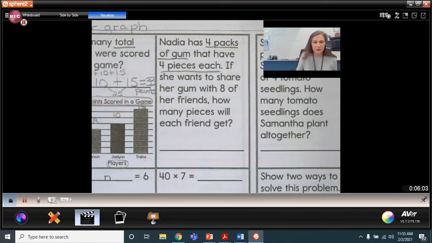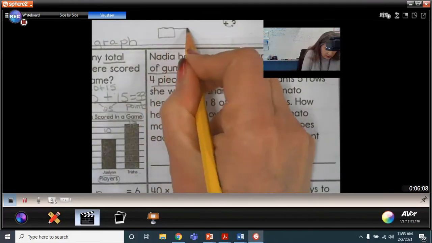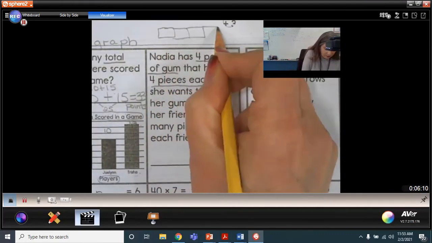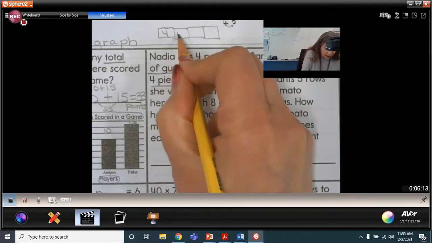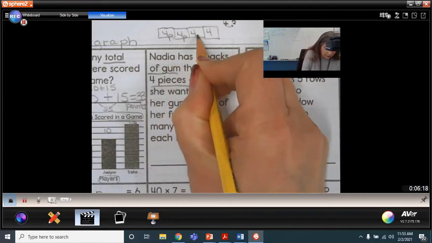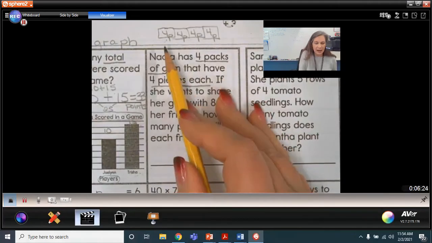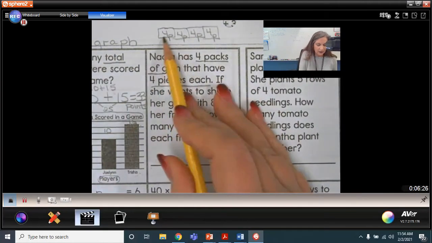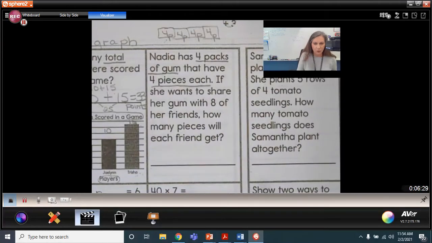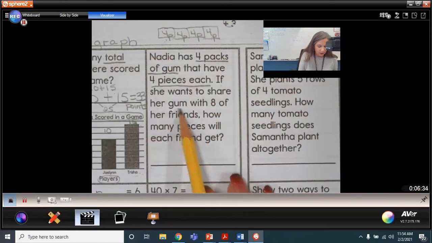So if I just start to visualize this a little bit for myself, I can see that this person, Nadia, has 4 packs of gum, and in each pack, she's got 4 pieces. So I'm just going to put a 4P here for P for pieces, 4 pieces of gum. So the bar is the pack, and the 4 pieces are inside each pack. Hopefully that makes sense. Now it says, if she wants to share her gum with 8 of her friends, how many pieces will each friend get?